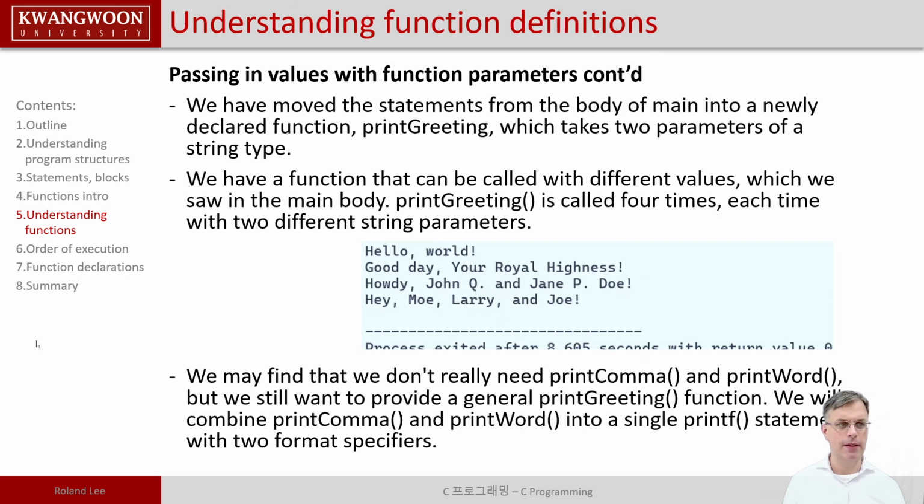Now, we have moved the statement from the body of main into a newly declared function print greeting. You have seen that, which takes 2 parameters of a string type. We have a function that can be called with different values, which we saw in the main body. So print greeting was a function. It's called 4 times, each time with 2 different string parameters.